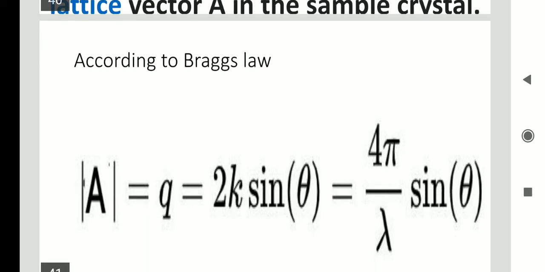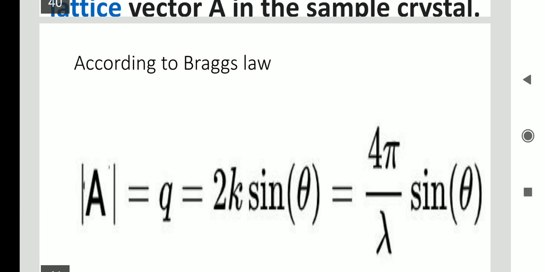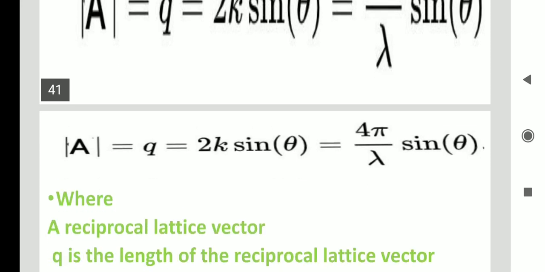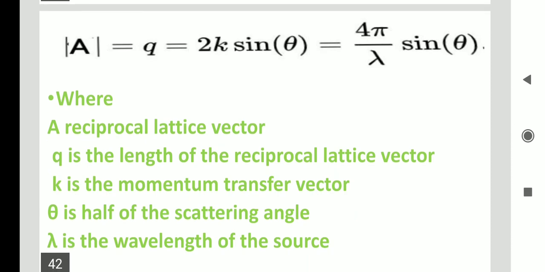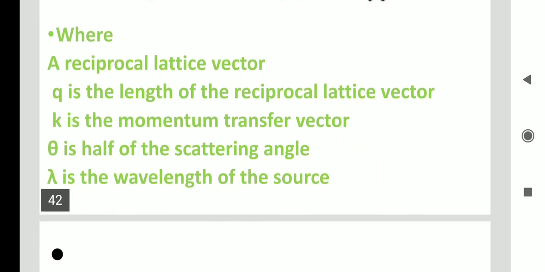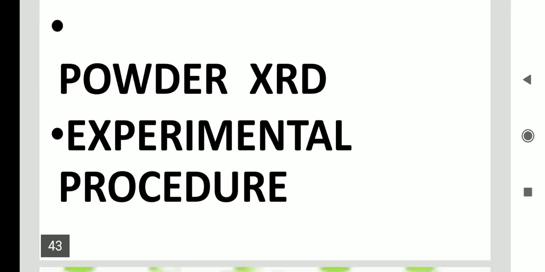According to Bragg's law, the above conversation can be considered as A equal to Q equal to K sine theta, which equals 4 pi by lambda of sine theta, where A is a reciprocal lattice vector, Q is the length of the reciprocal lattice vector, K is the momentum transfer vector, theta is half of the scattering angle, and lambda is the wavelength of the source.